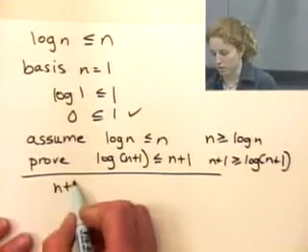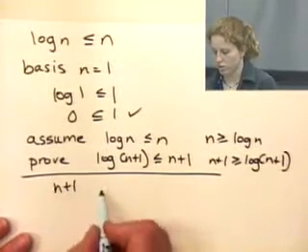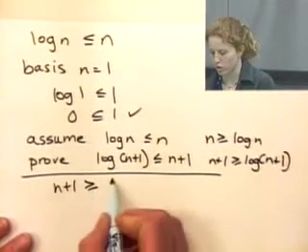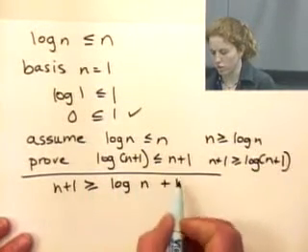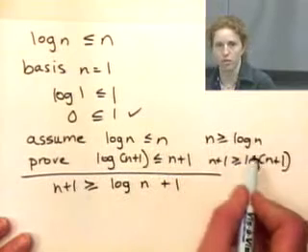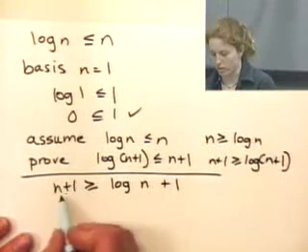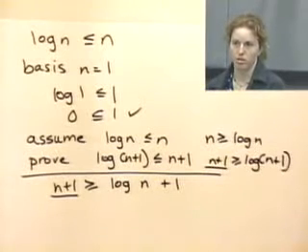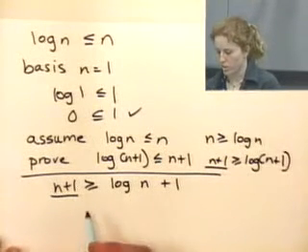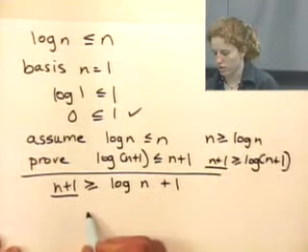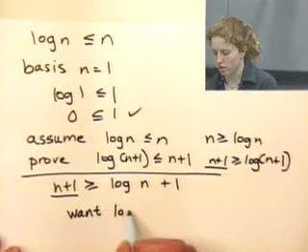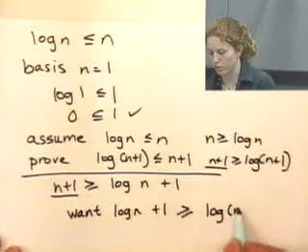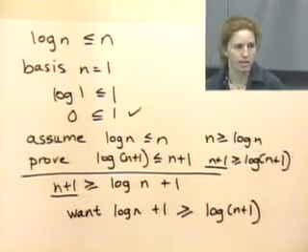Okay, so we'll say that n plus 1, from the assumed step, the induction step, we know that's greater or equal to log of n plus 1. That's this inequality adding 1 on both sides. So this is the left-hand side of what I want to prove. So now I just have to get this right-hand side to be what I want. Now I want that to be greater or equal to log of n plus 1, because that's what I want on the right-hand side of my inequality.